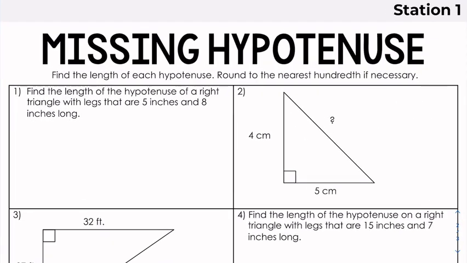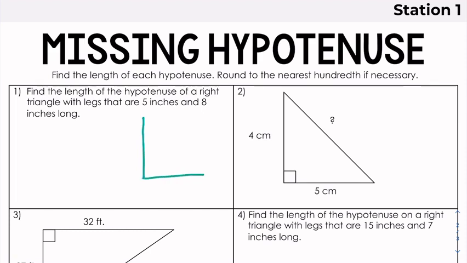All right, today we are going to work on finding the missing hypotenuse. So they're going to give you the two legs, and you have to use that information to find the hypotenuse. So it says find the length of each hypotenuse, round to the nearest hundredth if necessary. Number 1 says find the length of the hypotenuse of a right triangle with legs that are 5 inches and 8 inches long.